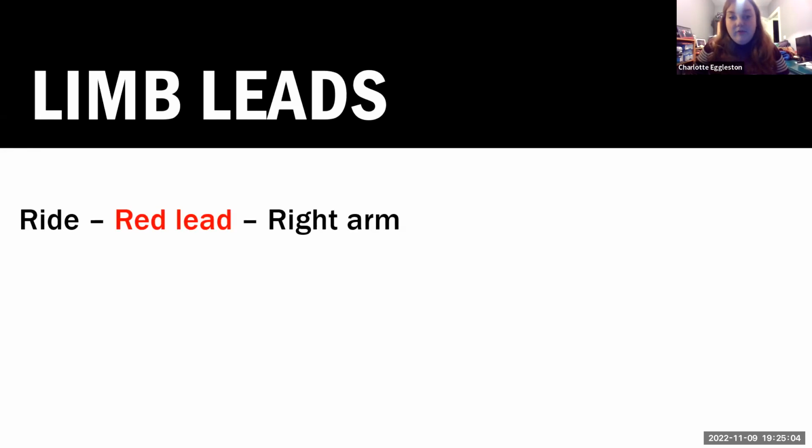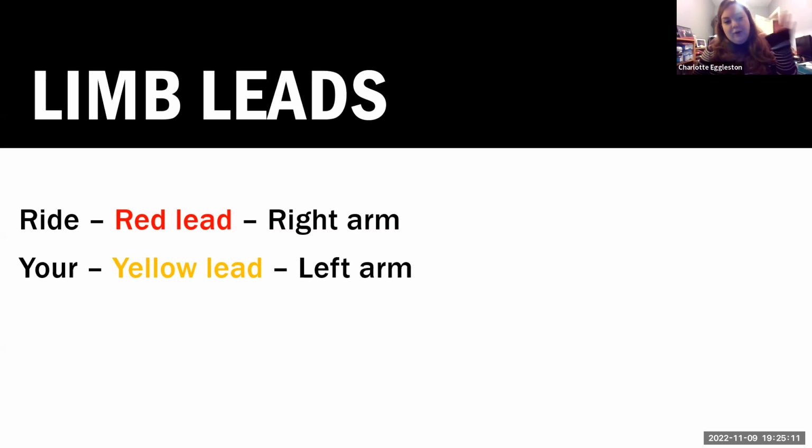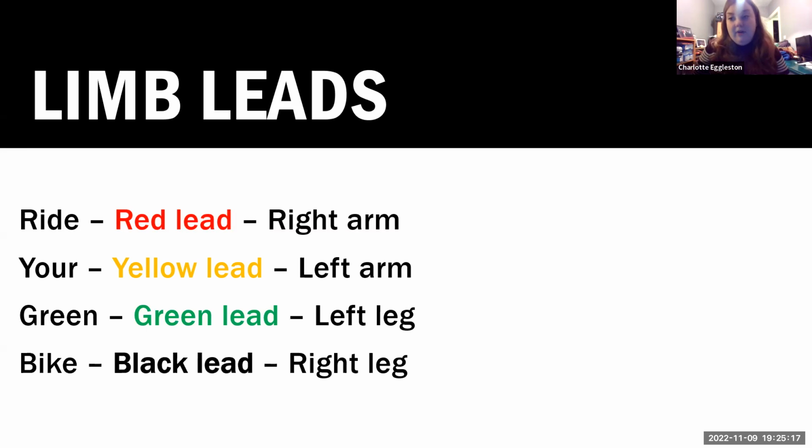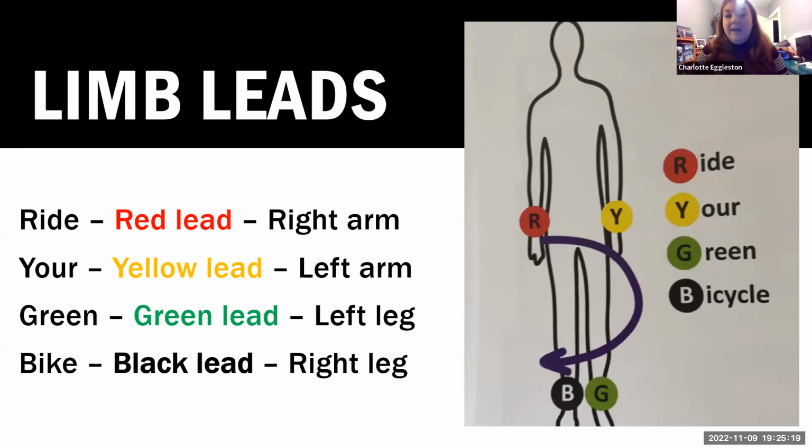That is absolutely fine. No, so this is something that will probably be stuck in your head from now on. We tend to have ride or red as the right arm, and we start there and then work round. So it's ride your green bike: left arm is yellow, green is the left leg, and black is the right leg. So it'll look a bit like this. It's still, when I put on ECG stickers, I'm going ride your green bike because that's the only way I can remember.